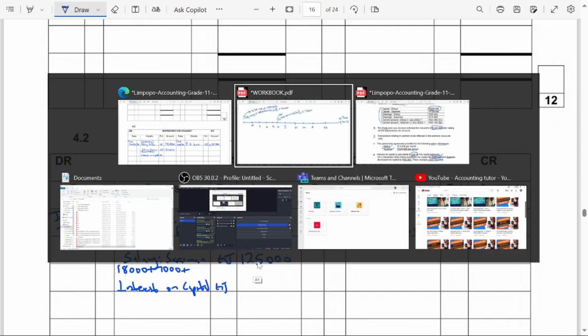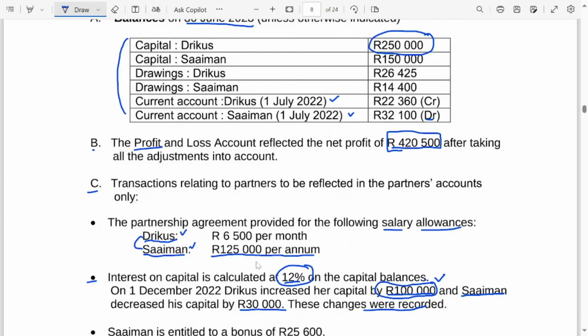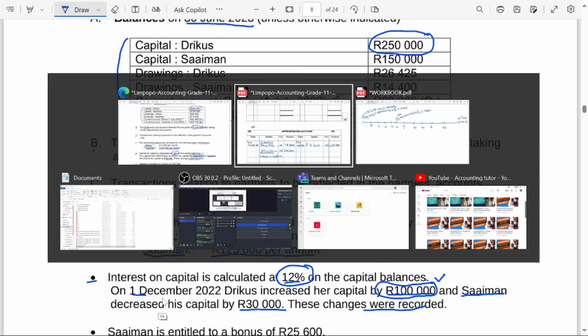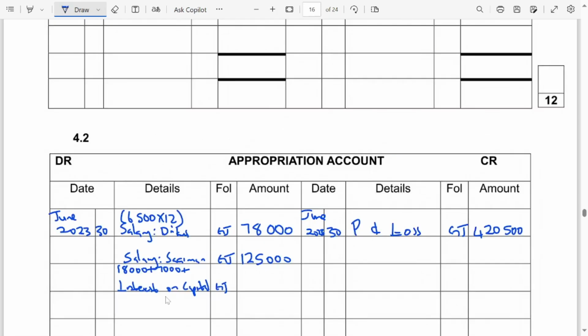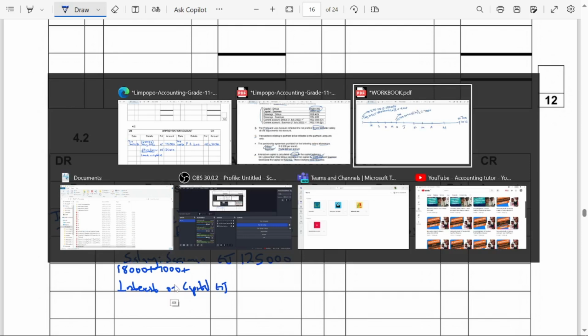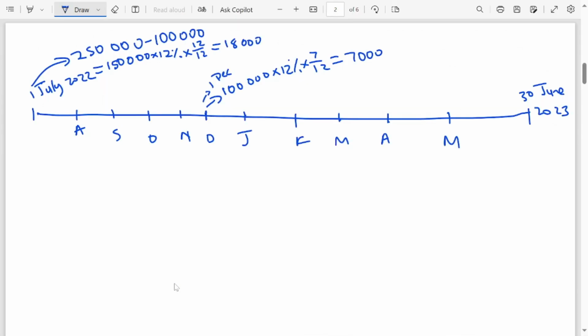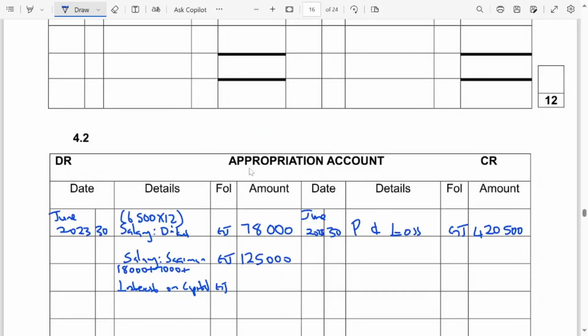Then now the one for Seaman. They are saying that for Seaman, decrease his capital by 10,000. Remember, this all happened in December. So in December, Simon decreased his capital by 30,000, right? They're saying these changes have been recorded.